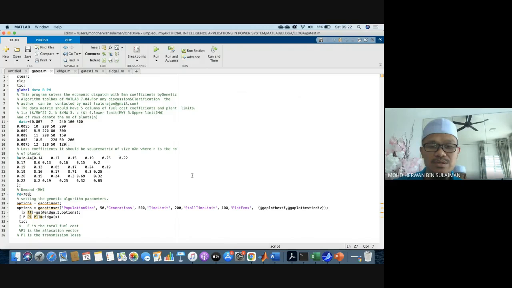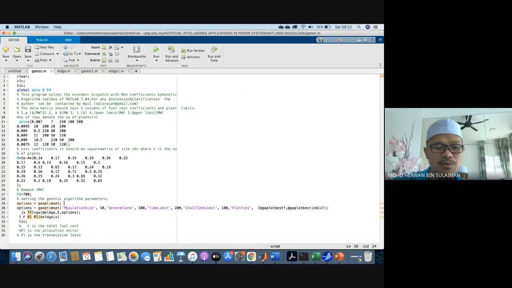So here, because there is an embedded genetic algorithm toolbox, you need to set the GA. This one is options GA optim set. This is how the program works, because you need to make sure that your optim set is put in the options. So this is what we want to use.